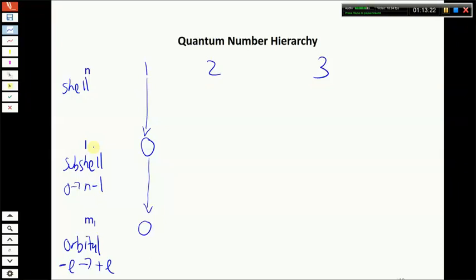Let's go to a slightly more interesting one, which is the n equals 2 shell. So in the n equals 2 shell, if we go down to the subshell, l, the allowed values of l are going to be starting with 0 and going to n minus 1. This time n is 2, so n minus 1 is 1. So now we have 2 allowed values for l in the second shell, 0 and 1. So in other words, the second shell now has 2 subshells, one with l equals 0, one with l equals 1. In the l equals 0 subshell, we still only have one allowed m sub l value.